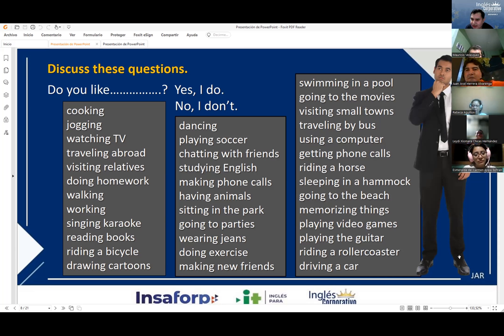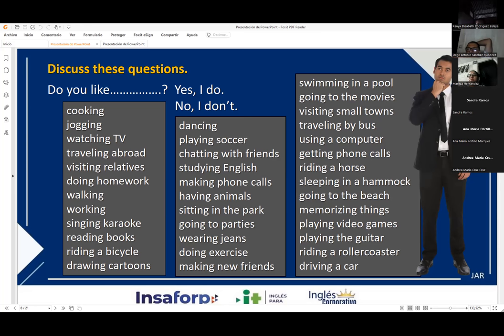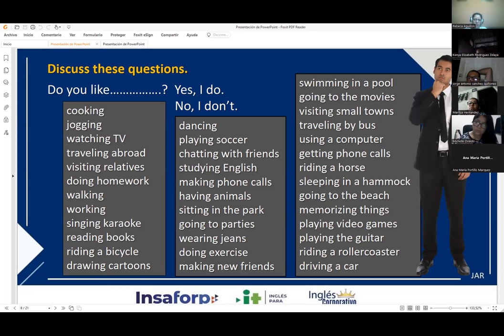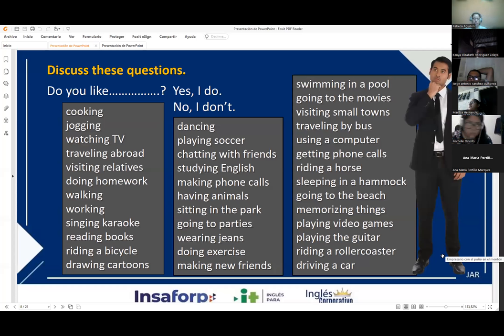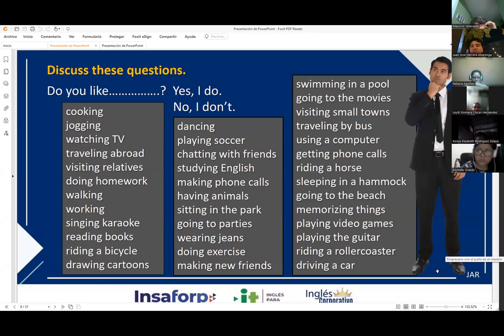Okay. Esmeralda del Carmen, do you like using a computer? Yes, I do. Yes, you do. Excellent. Sandra Ramos, do you like traveling by bus? No, I don't. No, you don't. Maritza Hernandez, do you like sleeping in a hammock? Hammock is a hammock. No, I don't. No, you don't. Jorge, do you like visiting small towns? Yes, I do, teacher. Excellent. Ana Maria Portillo, do you like visiting relatives? Le escuché cortado, teacher. Do you like visiting relatives?